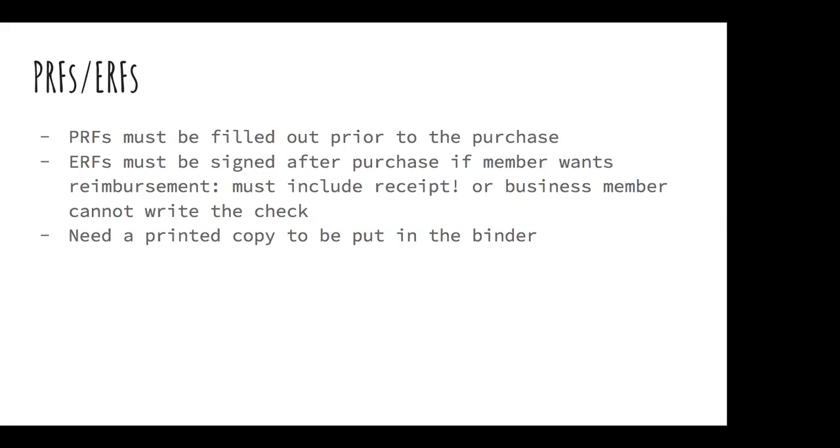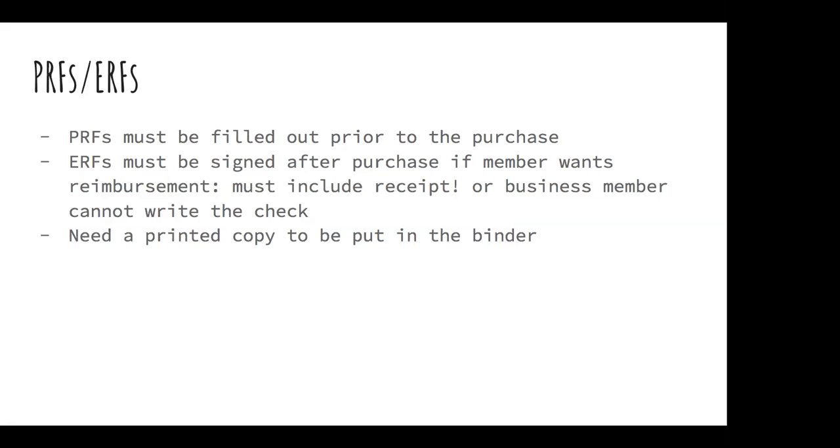Because we don't want it to be a scenario where they don't fill out the PRF, they go and buy something, and then it turns out to be way more expensive than our budget can afford, and then we can't pay them back. So we want to make sure that if you are any member buying something, you fill out a PRF before, give it to the business member and ask them to check if we have the amount of money to pay for this. It's pretty self-explanatory besides that.